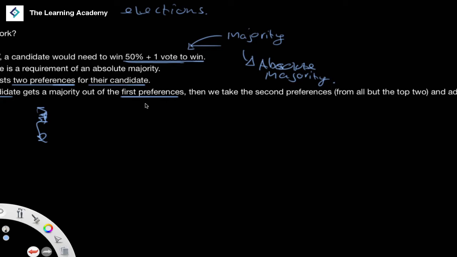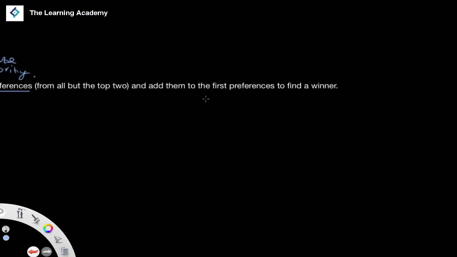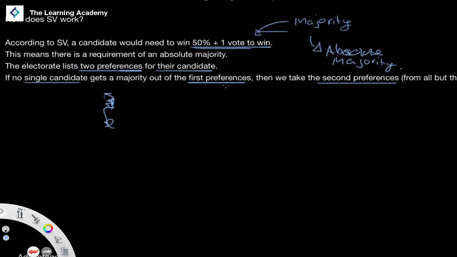And if no single candidate gets a majority out of all the first preferences, we will then take all the first preference votes, count them all up, and see if somebody's got a majority. If somebody's already got a majority out of those first preferences, then there's no need to talk about the second preferences because that person has already won. So the first preferences go in, and if there isn't a majority, then we take the second preferences, except for those who are in the top 2, and we add them to the first preferences to find the ultimate winner.